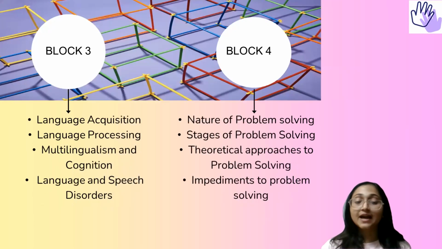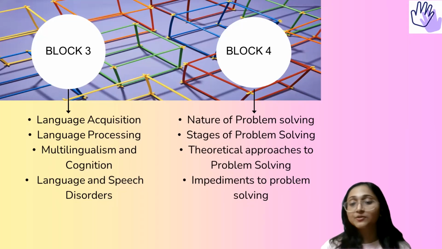So for block 3, we have language acquisition as our first unit, wherein we'll be talking about the different processes which are involved. And we'll be talking about the process of language acquisition from a very developmental perspective. In the second unit, which is language processing, we'll be talking about the processing of language from a developmental perspective as well. In the third unit, which is multilingualism and cognition, we'll be talking about different stages which are involved in development of a second language and the cognition and how it affects thinking and cognition in an individual.